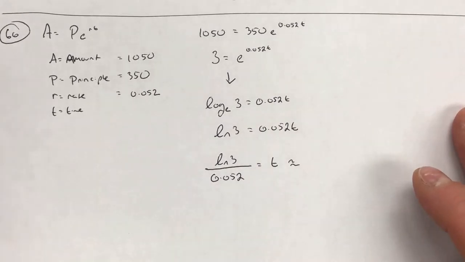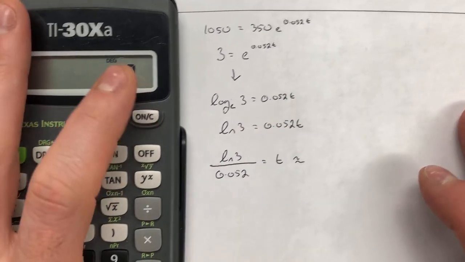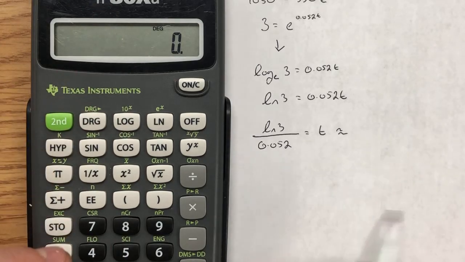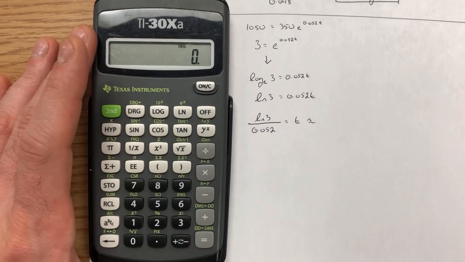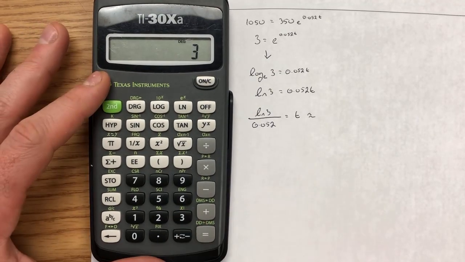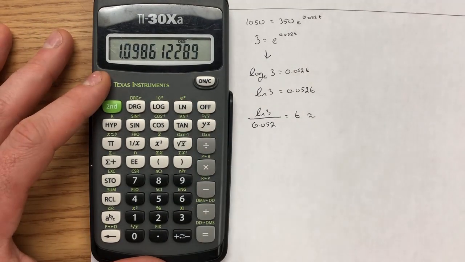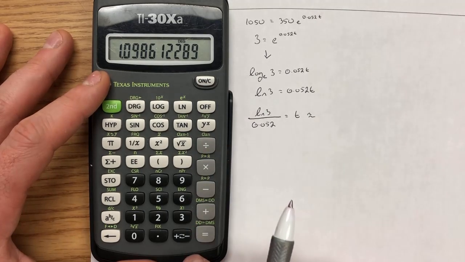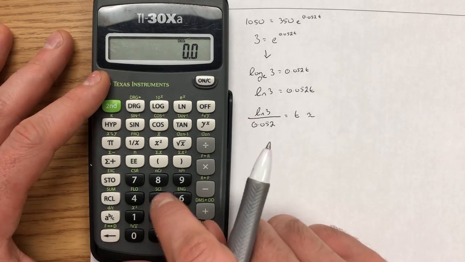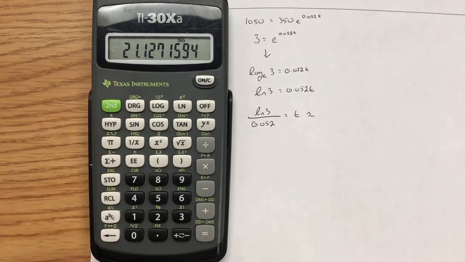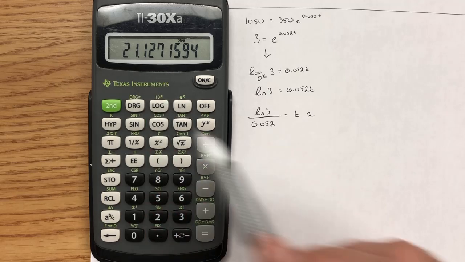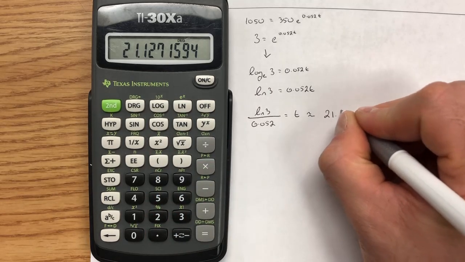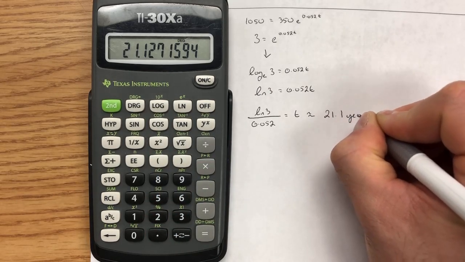Again, if I have a calculator like this, I'm going to work from the inside out. Let's get this all in one shot. I have the natural log of 3, this is my numerator, and I am dividing this by 0.052. And I'll get 21 point, we said, tenth of a year. So I'm going to keep that as a 1. So 21.1 years.